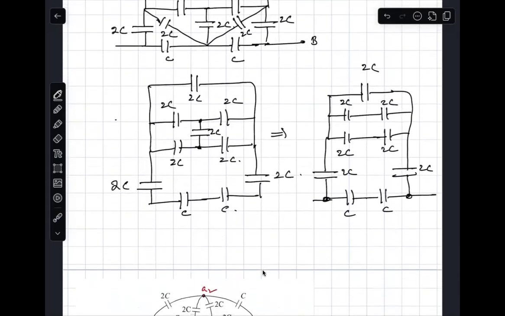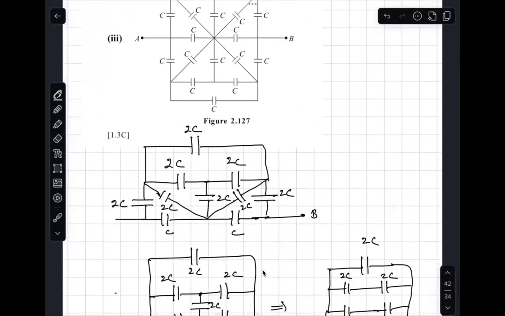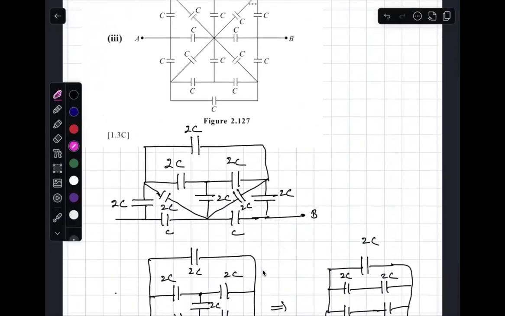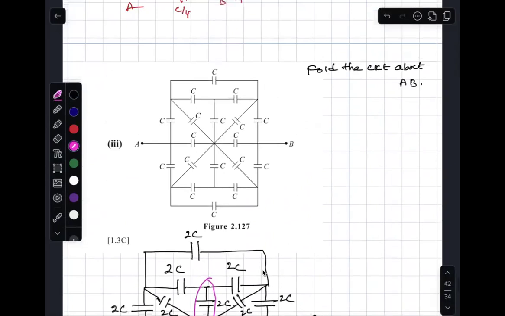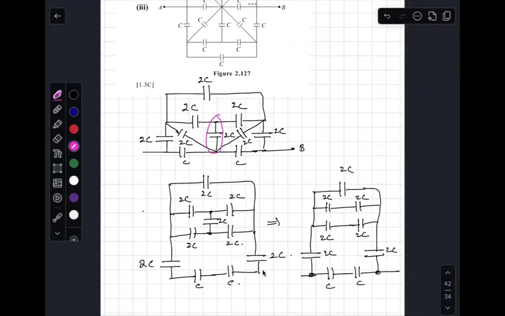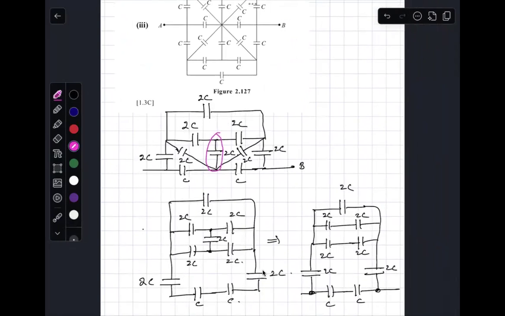Done? That's the circuit. So after doing all, you will get 1.3 C or 13 by 10 C. See, the moment when you see the circuit, you should identify three facts. One, this point. That is a crucial point. Next, folding the circuit about AB. Any doubts in this? Boys and girls.